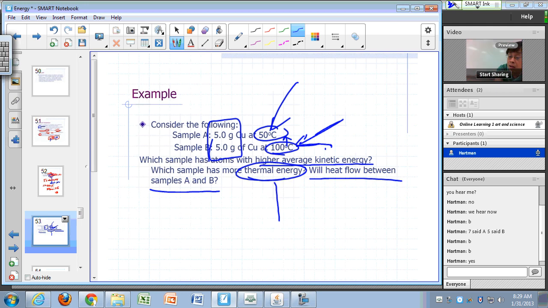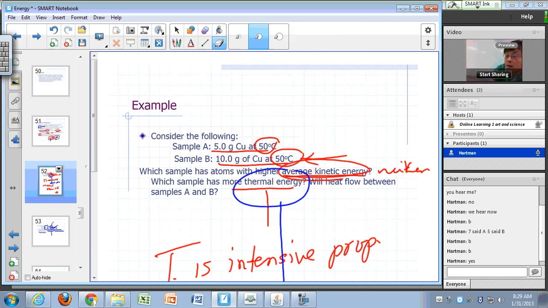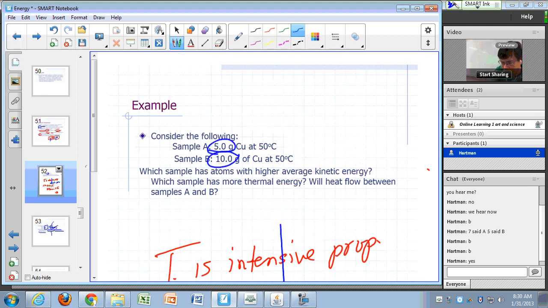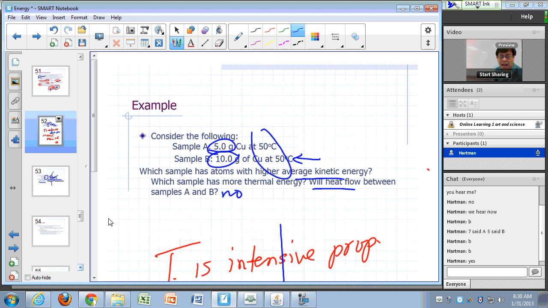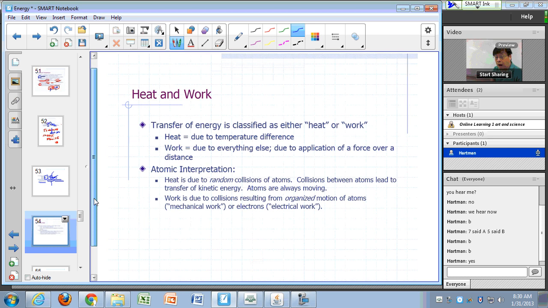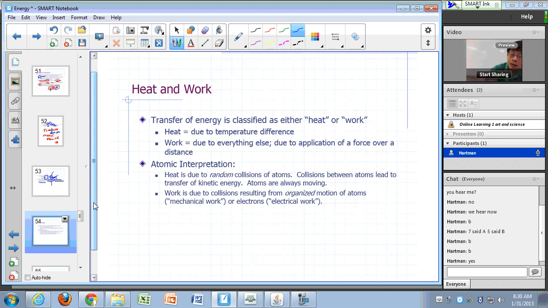Okay, and going back to the earlier question right here, in this case, if they're both at 50 degrees, even though you have 5 grams of one and 10 grams of the other, you have more thermal energy here. Since they're both at 50 degrees, they have the same average kinetic energy. There will be no heat flow. Okay, so heat flow is energy that's transferred when you put two things that have different thermal energies, different average kinetic energies, different temperatures.